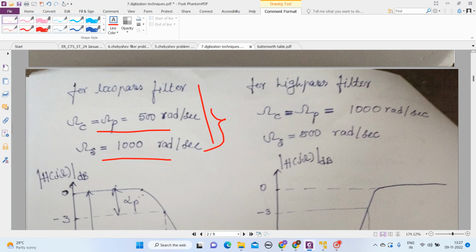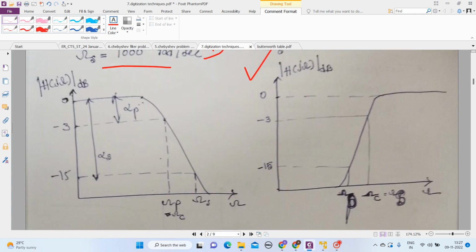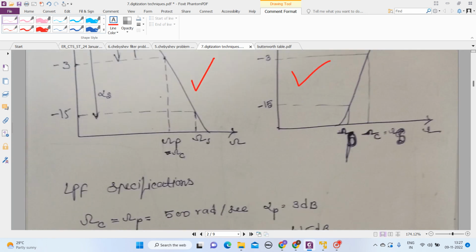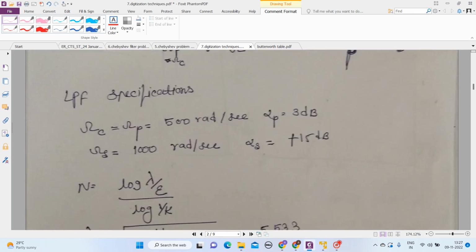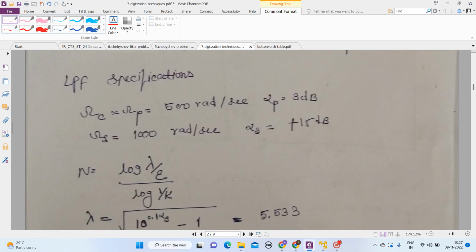The cutoff frequency here becomes 1000 radian per second. The stop band analog frequency becomes 500 radian per second. See here, this is our low pass filter magnitude response and this is the high pass filter magnitude response. Again, I am not going to discuss this one, I have already discussed it. Now we will discuss how to design the high pass filter transfer function.